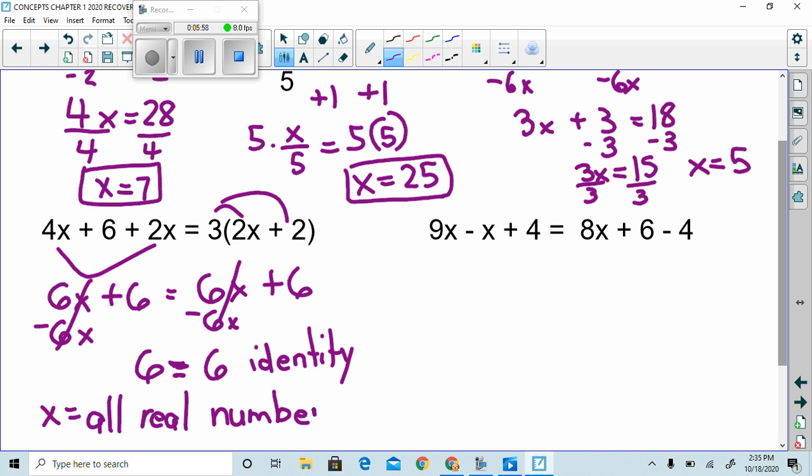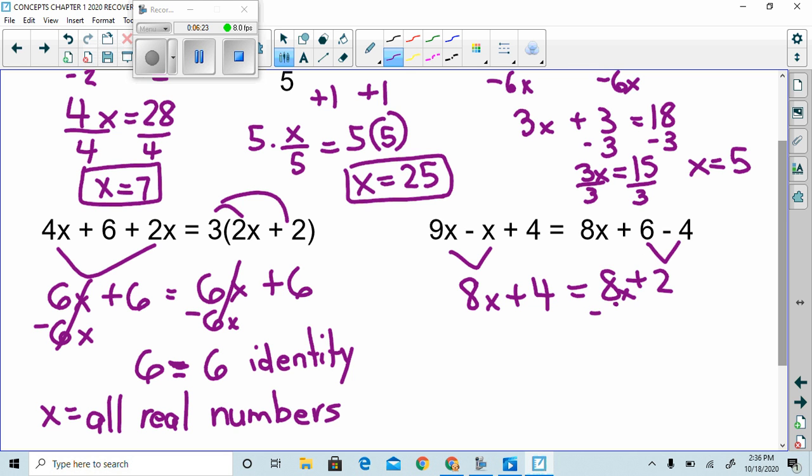So when we have variables on both sides, we just had an example where we still have one solution, and here we have infinite solutions. Looking at this final question here, I've got 9x minus 1x is 8x plus 4. On the opposite side, I have to combine like terms. Constants are like terms. 6 minus 4 is 2.